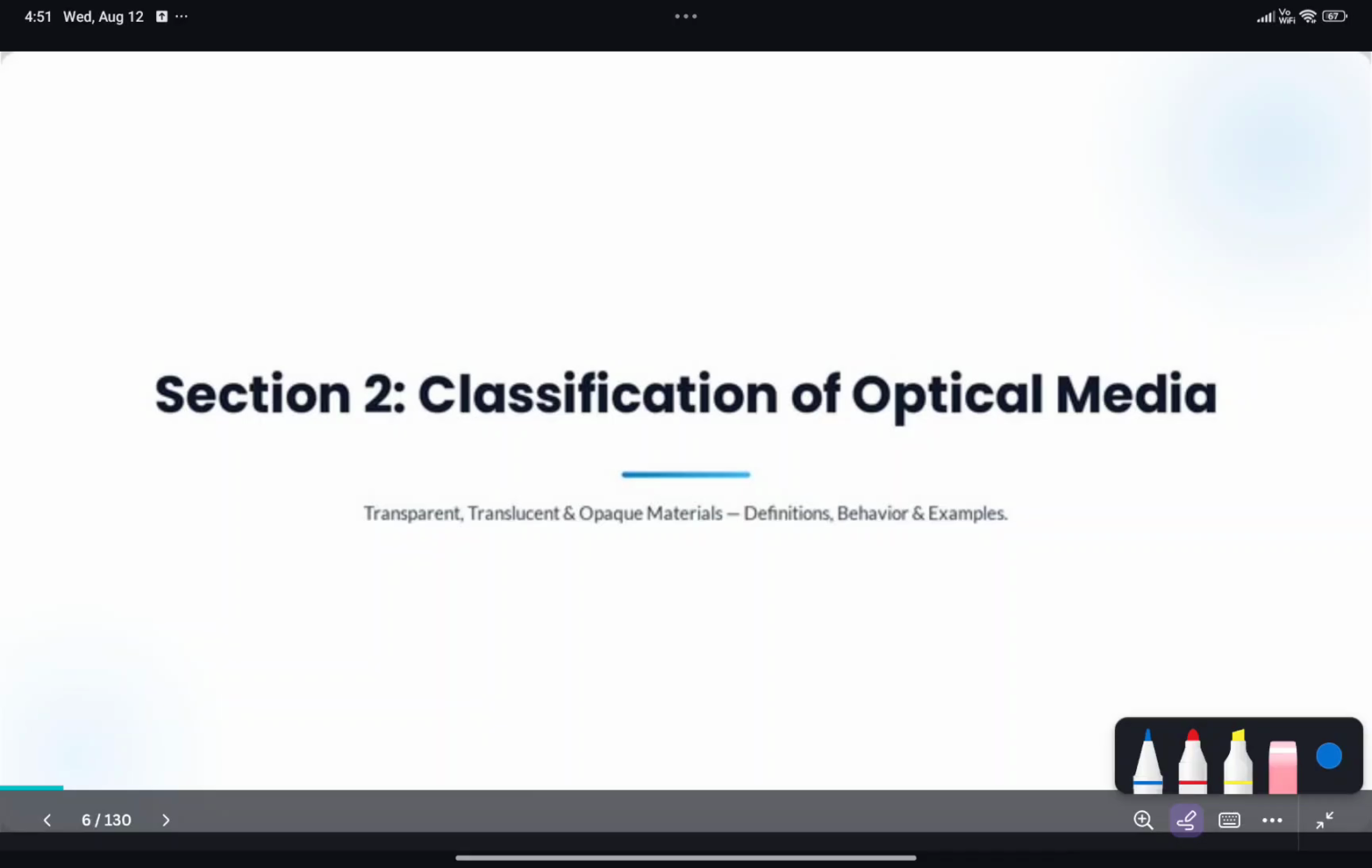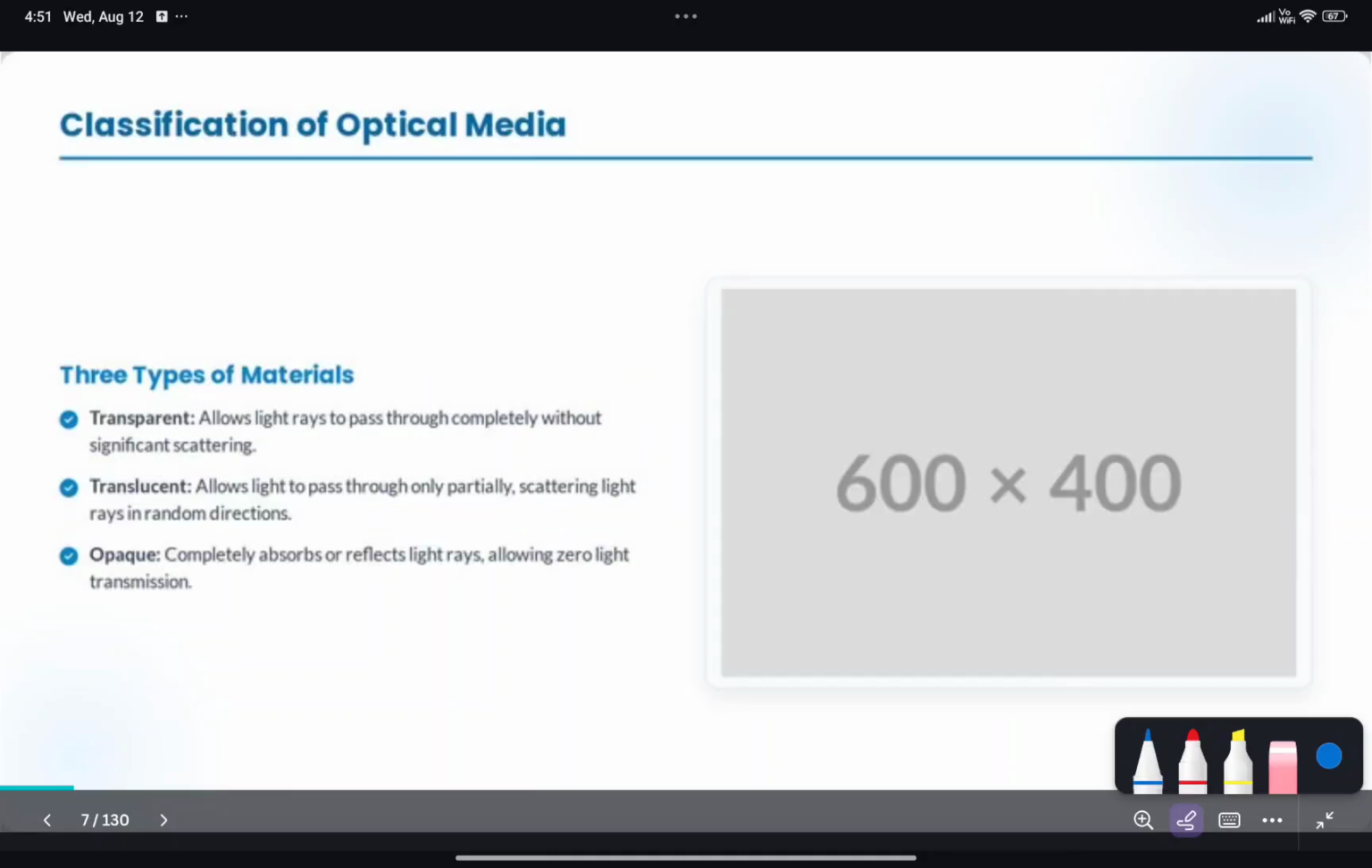Now here we learn the classification of the optical media. Classification of the optical media. In our surroundings, there are three types of materials. What are they? The first one is transparent.